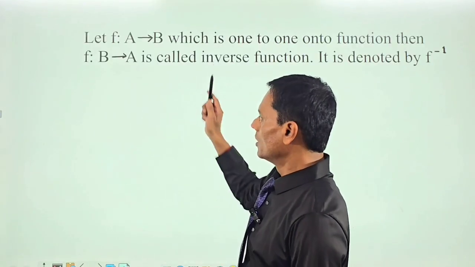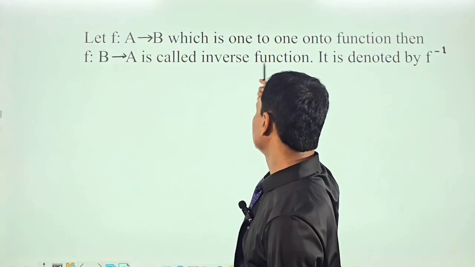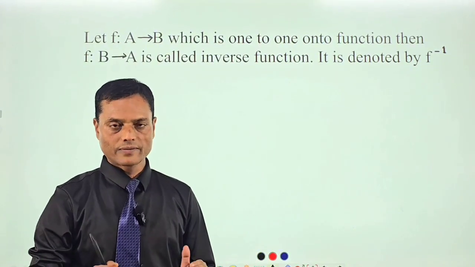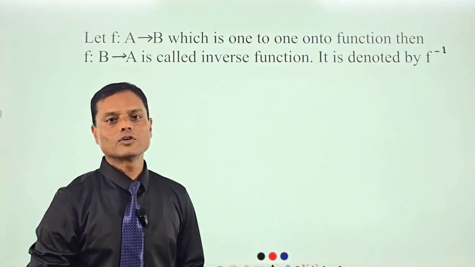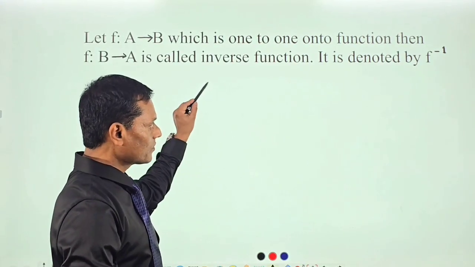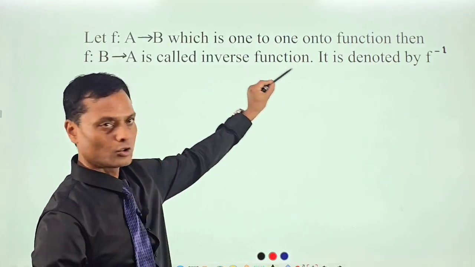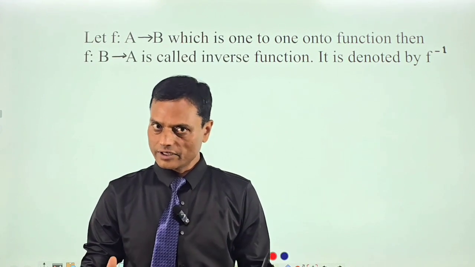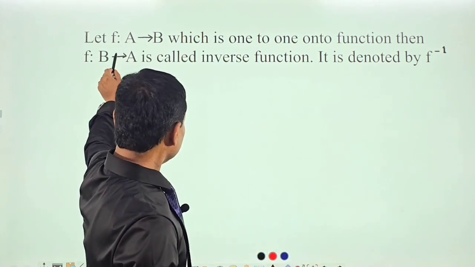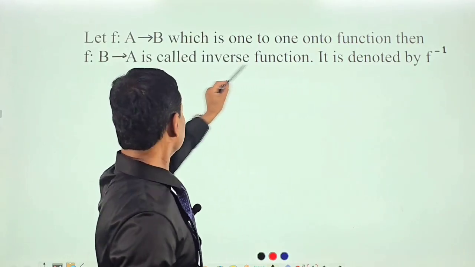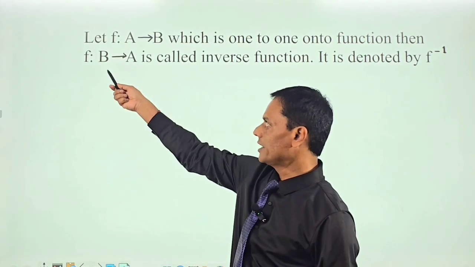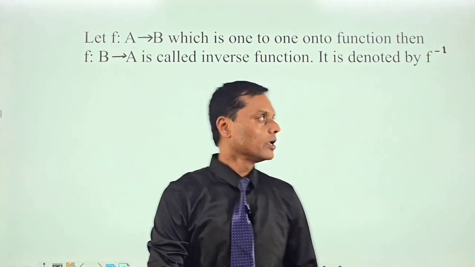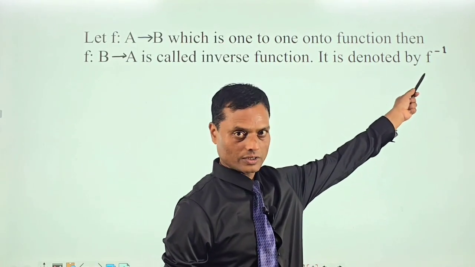Let f be a function from A to B, which is a 1 to 1 onto function. I have already explained under what condition we can find the inverse of a function, and whether we can find the inverse of the function or not. To find the inverse, the function must be a 1 to 1 onto function. Many to one functions or into functions don't have an inverse. So if f is a function from A to B, which is 1 to 1 onto, then the function from B to A is called the inverse function. It is denoted by f inverse, that's f to the power minus 1.